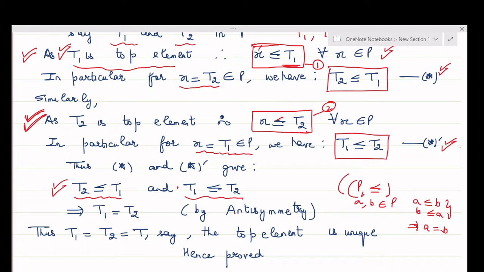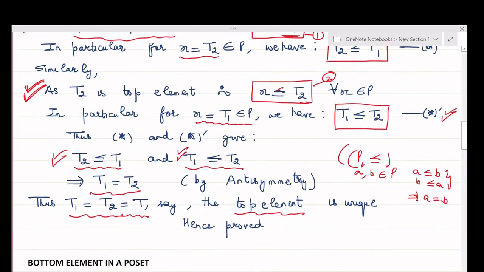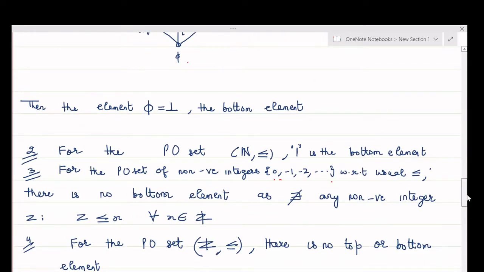because T1 ≤ T2, you have that T1 = T2, which means that there is no distinction between T1 and T2, and they are exactly the same, so you can denote them by T. So this means that the top element, whenever it exists, is unique. So this proof establishes the uniqueness of the top element.